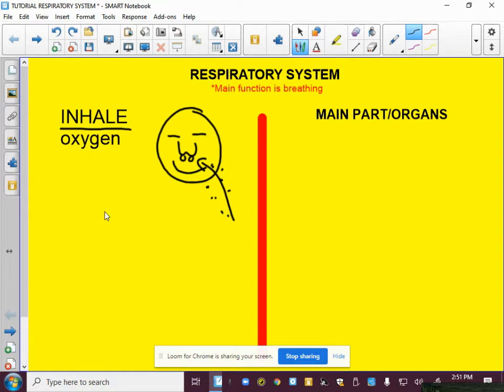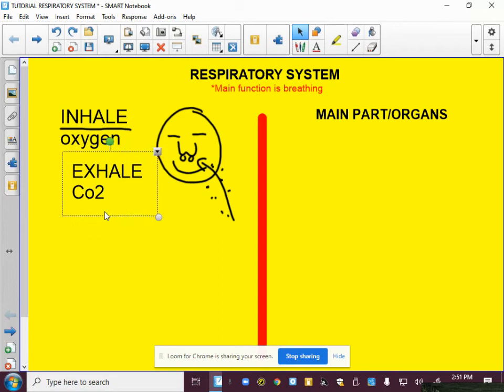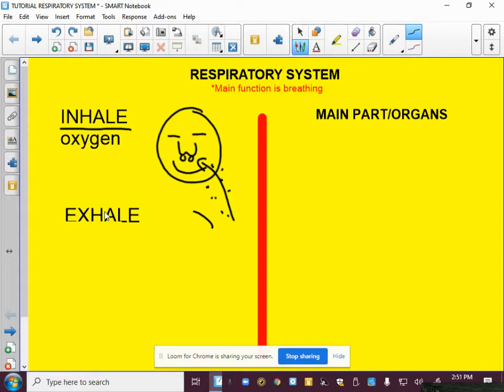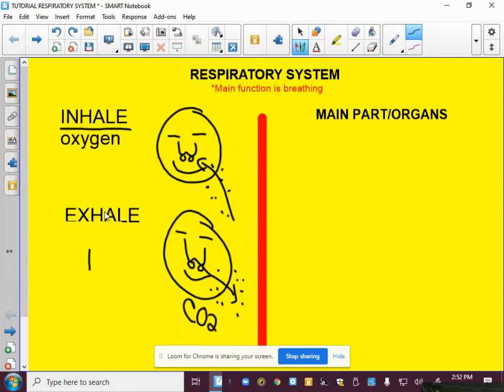Okay, next I want you to draw and write this caption to the next symbol. We're going to draw another face and a nose and a mouth. And then we're going to do the opposite. We're going to draw an arrow to symbolize that we're exhaling, we're breathing out CO2. So that is two things the respiratory main function is: inhale oxygen and exhale CO2.